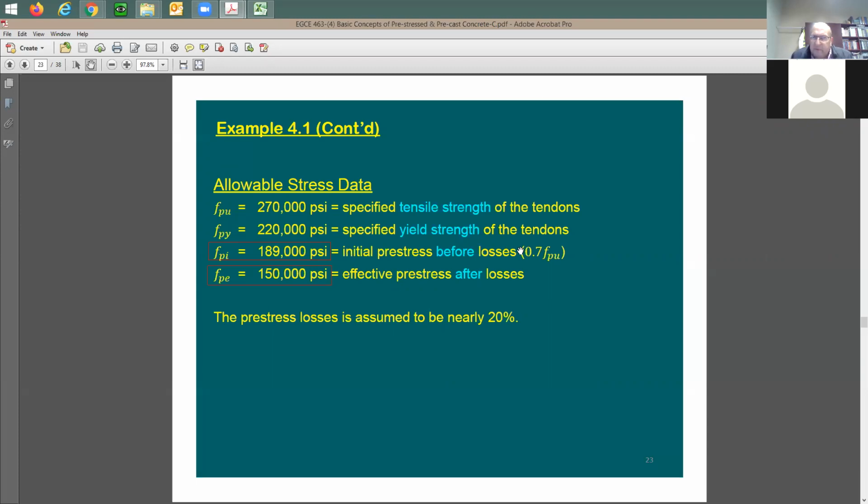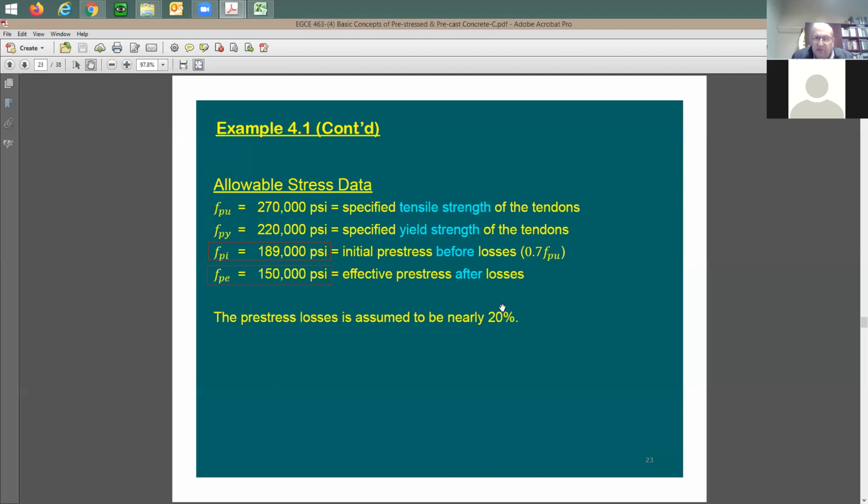This is going to be rare when you find a situation like this. So now when you take this structure member, this beam or double T or whatever you're taking here, it is already at the FPE. All the losses have taken place.